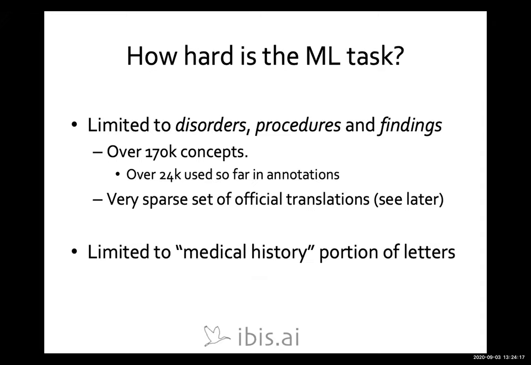Before I go to the evaluation of the suggestion engine, I'll talk a little bit about how hard this is as a machine learning task. This slide contains two things that make it a bit easier. So normally SNOMED has, I believe, something like 390,000 concepts, but we're limiting ourselves, as asked by the hospital, of course, to disorders, procedures, and findings, and that's a bit more than 170,000 concepts that we need to be able to identify. And I think almost 100,000 patients have been annotated.